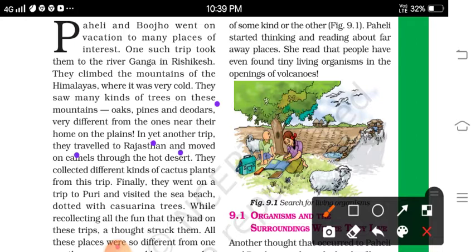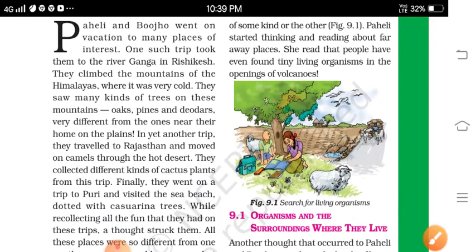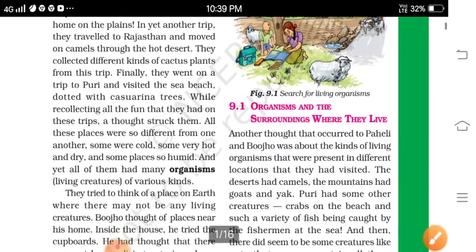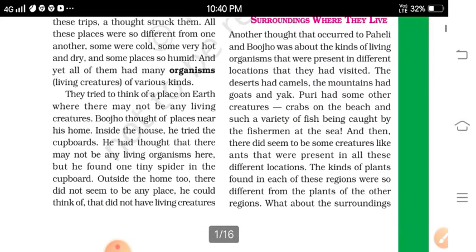There is a hot desert. They saw cactus plants, and finally they went to Puri, where they saw the sea beach and casuarina trees. Paheli and Boojho wondered why the habitats and plants are so different, and yet all of them had many organisms of various kinds. So they tried to think of a place on earth where there may not be any living creatures.